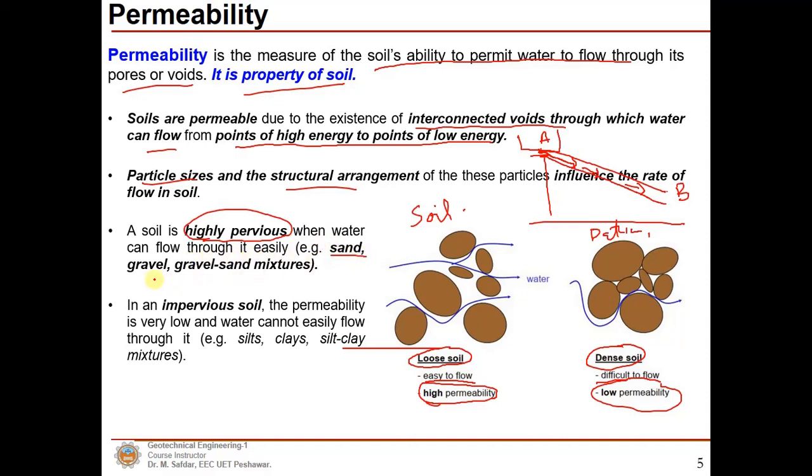Now, a soil is highly pervious when water can flow through it easily. For example, in sand, gravel or gravel sand mixtures, those particles are highly pervious. In an impervious soil, the permeability is very low and water cannot easily flow through it. For example, if you are taking silts, clays and silt clay mixtures, these are considered to be the impervious soils. Rocks are also considered as impermeable.